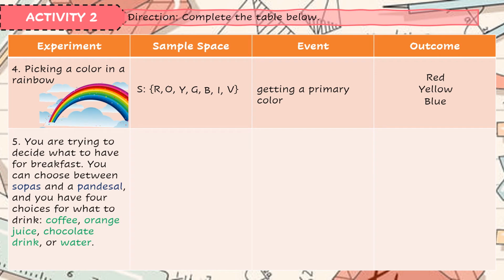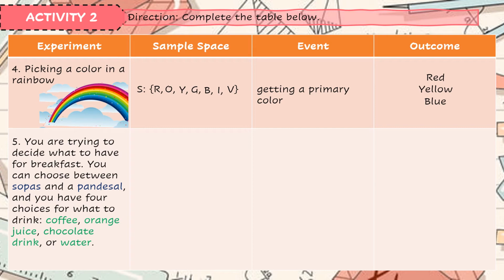Number 5. You are trying to decide what to have for breakfast. You can choose between sopas and pandesal. So, ang first choice natin, pantulak ay sopas. Hindi pala pantulak, pangbara. Yung solid food, pwedeng sopas or pwede ring pandesal. And your second choices for your drinks are coffee, orange juice, chocolate drink, and water.